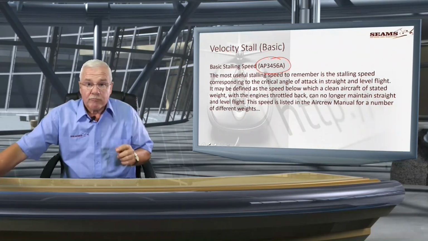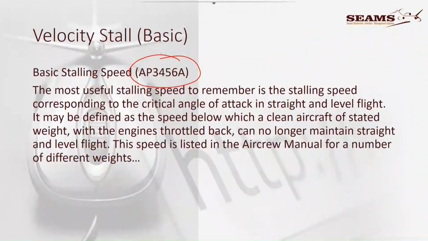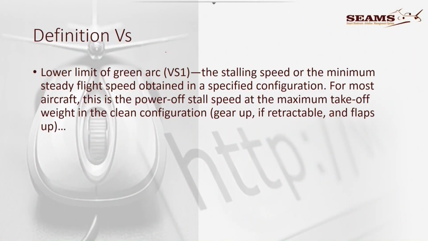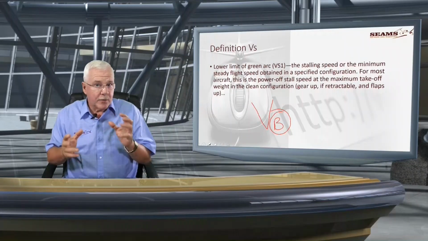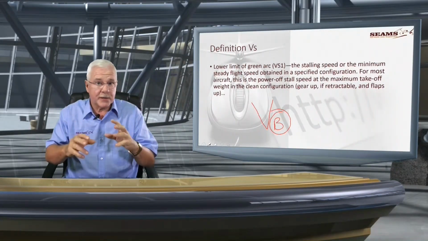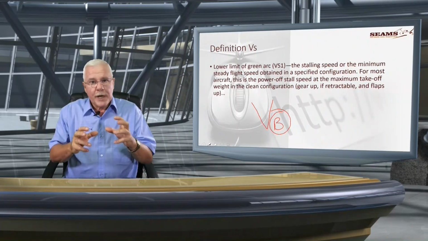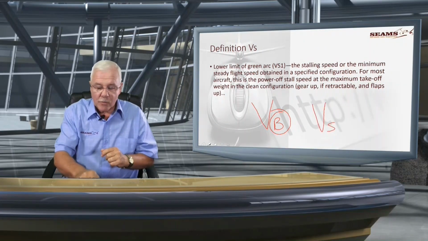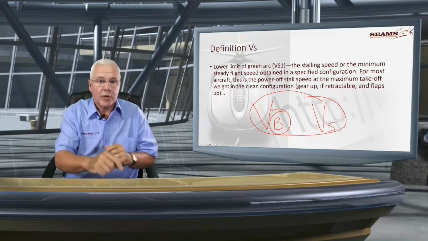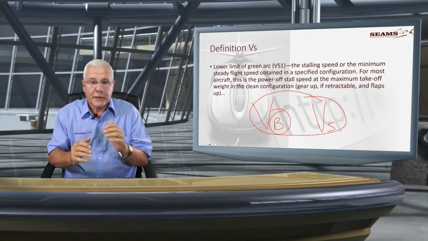Right, so without further ado, let's go to the next slide. The definition of VS. Now, I've got to make this point immediately here that if you go to the A3456A, you will find that they're talking about VB, and the B is then for the basic stalling speed. Now, depending on where you are in the world, they will talk about VS or VB, sometimes VS1. But for now, when I'm talking about VS or VB, I'm going to take that these two are exactly the same. In other words, just hang in there with me.